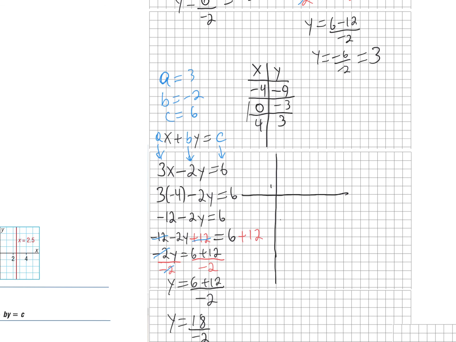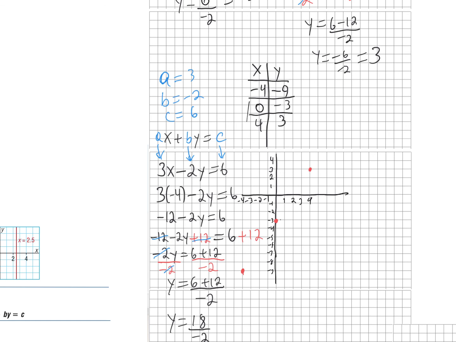Okay, so now I have my 1, 2, 3, 4, negative 1, negative 2, negative 3, negative 4, 1, 2, 3, 4, and then I have negative 1, negative 2, negative 3, negative 4, negative 5, negative 6, negative 7, negative 8, negative 9. And I'm going to graph those 3 points. So I have negative 4 and negative 9, which is all the way down here. Then I have 0 and negative 3, which is right here. And then 4 and positive 3, which is right there.